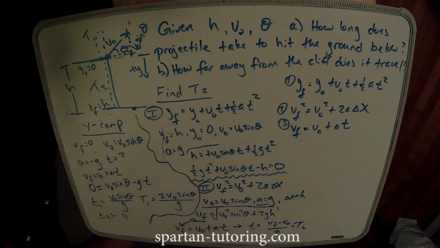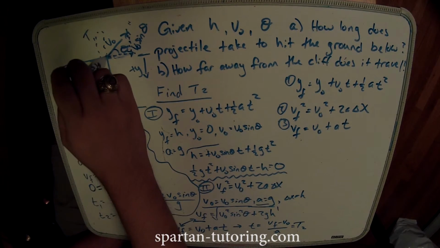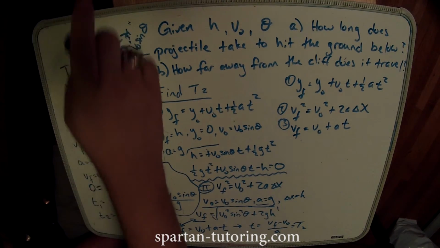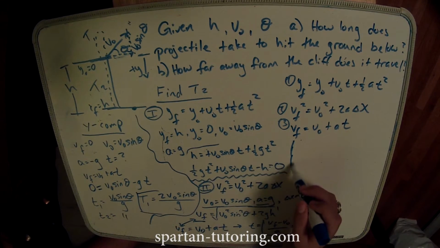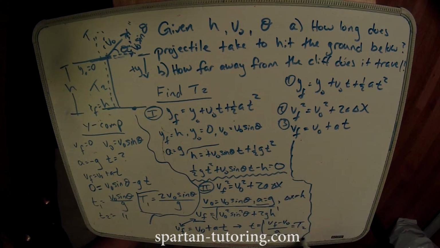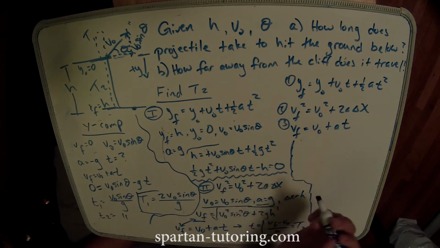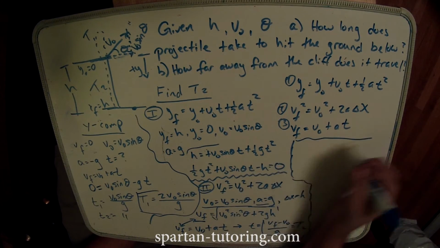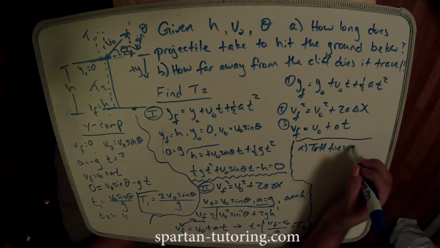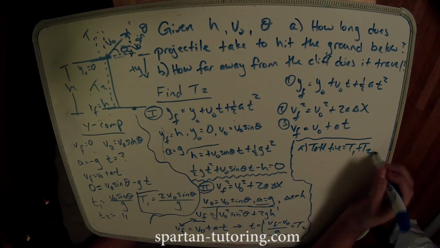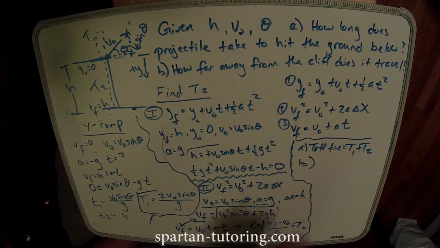And so to find the total time it takes to get from here, shot up, to hitting the ground at the bottom, it's going to be your T1 plus your T2, however way you want to solve it. So that's going to be part A. Part A, total time is T1 plus T2. Alright, let's look at part B.